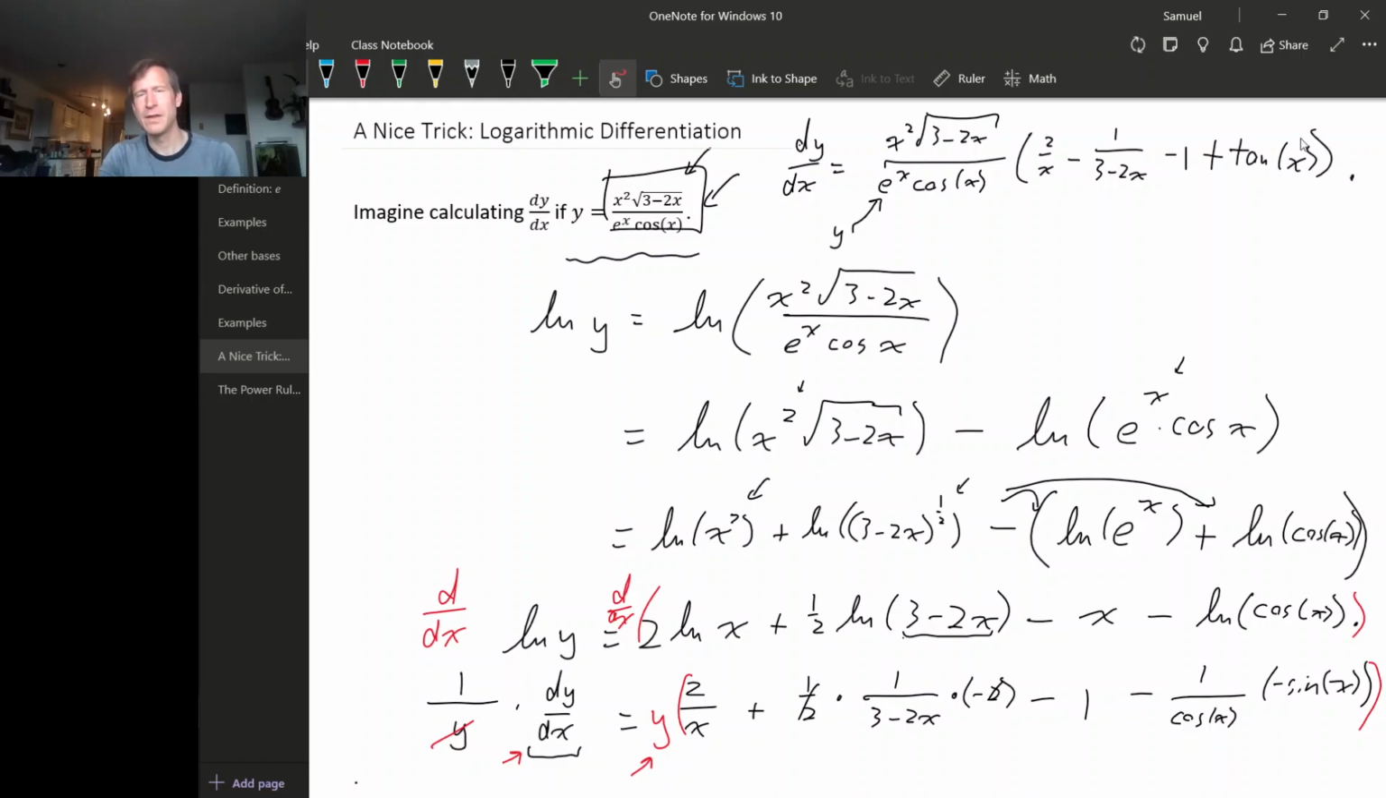All right. So we did have to kind of set the stage by taking natural logs at the beginning and using the properties of logarithms, but I think it was worth it because it made the derivative part of this calculation much, much, much easier. This trick is called logarithmic differentiation.